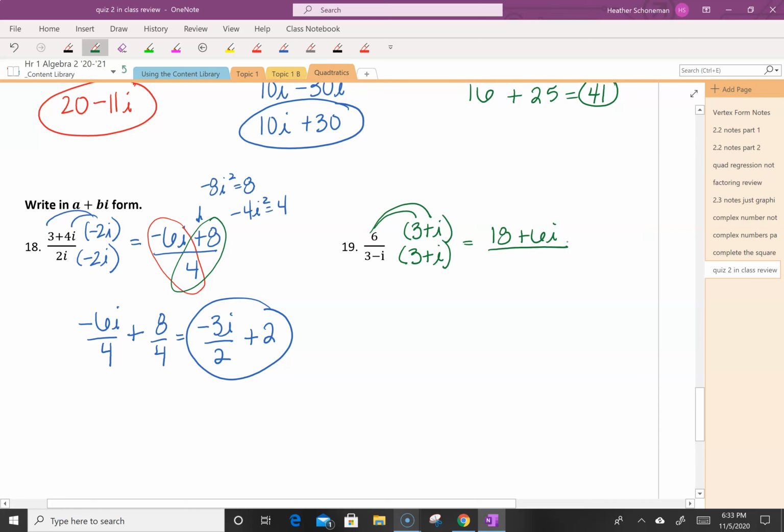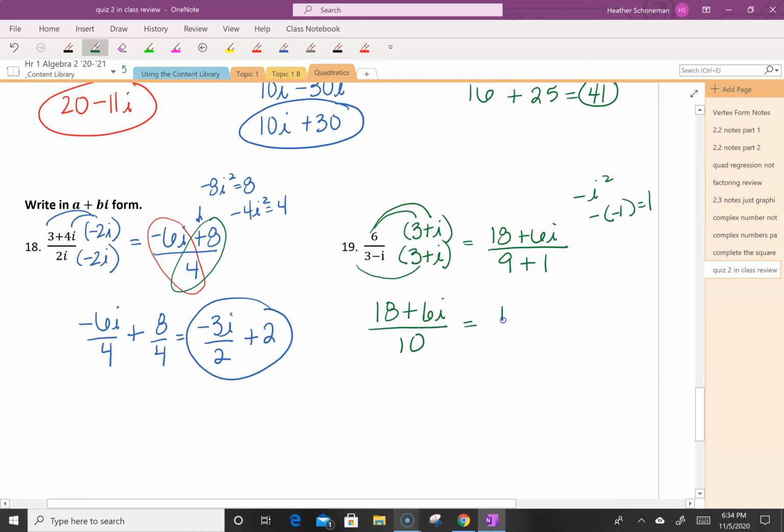On the bottom, because they're conjugates, I can use my shortcut. 3 times 3 is 9. Negative i times negative i is negative i squared. Now think about that. That means the negative of negative 1, which would be positive 1. So on the top, nothing else simplifies, so I get 18 plus 6i. On the bottom, 9 plus 1 is 10.